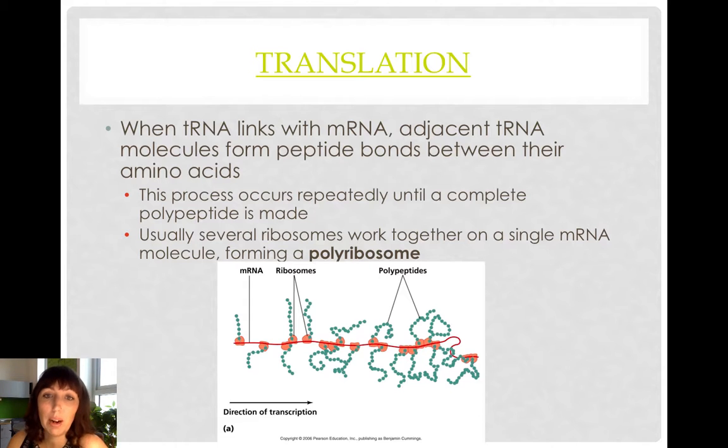And usually several ribosomes will work together on a single mRNA molecule, forming a polyribosome. And if you look at this model, you can see that. So the red line is a strand of mRNA, and each of those globule bits are ribosomes. And then the polypeptides are the proteins that are coming out, right? That are being built. And so you can see here the direction of transcription.